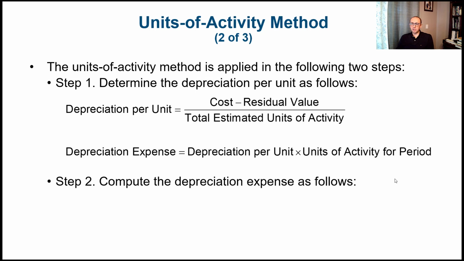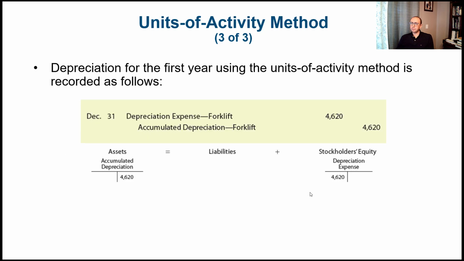So let's say in the first year we used it for 20,000 miles. We take the 20,000 miles and multiply it by the depreciation per unit that was calculated in the first step. So actually this should have been under step 2. This line here should move down. So let's see an example based on the same example that we have. Depreciation for the first year using the units of activity method would be calculated as follows.